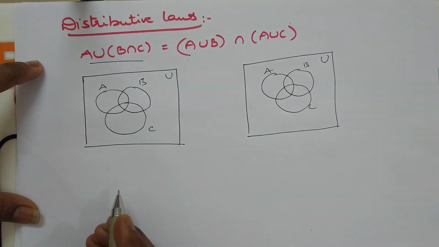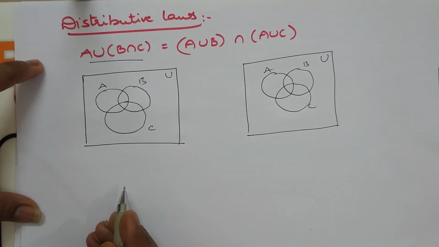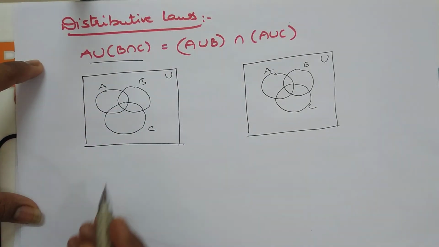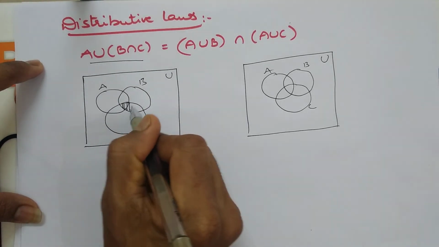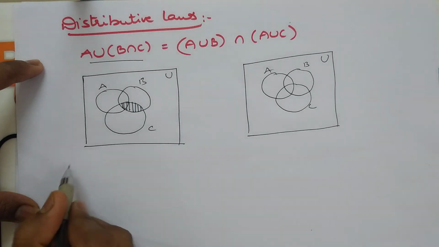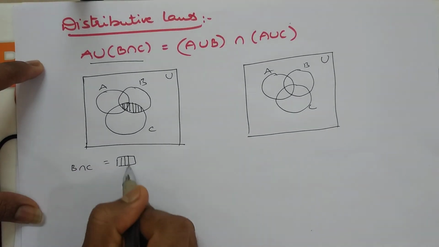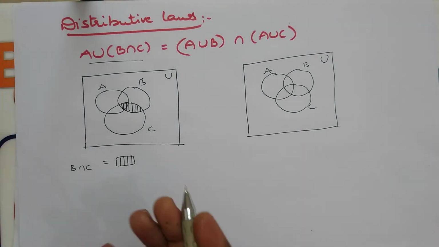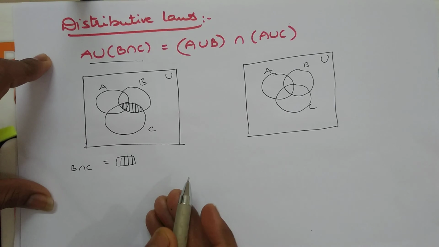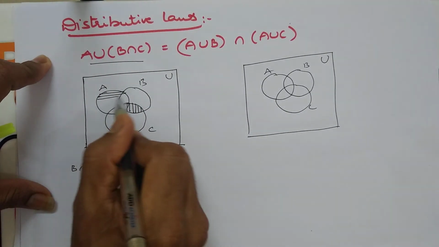In A union (B intersection C), first you have to simplify. Draw the Venn diagram of B intersection C. B and C common, I am drawing vertical lines. So B intersection C will be vertical lines. You have to differentiate which lines represent which region. And A, you draw full, I am drawing horizontal lines.